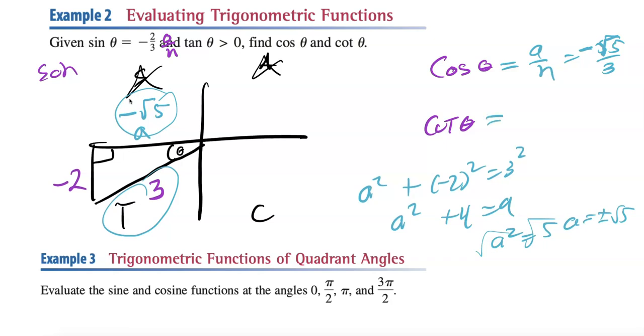And then cotan is the opposite of tan. Tan is TOA, opposite over adjacent. So we just have to flip it, adjacent over opposite. And the negatives cancel out, so we get this. So that's how we do it.